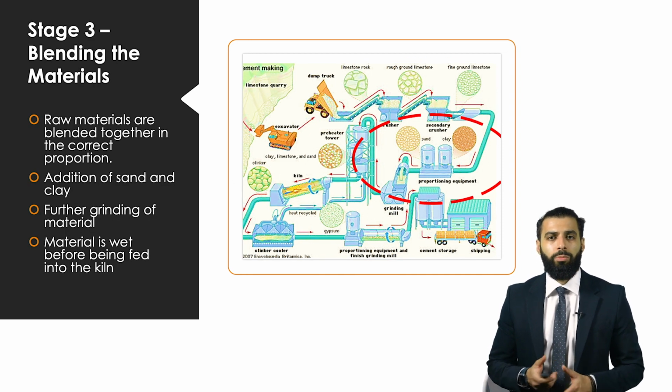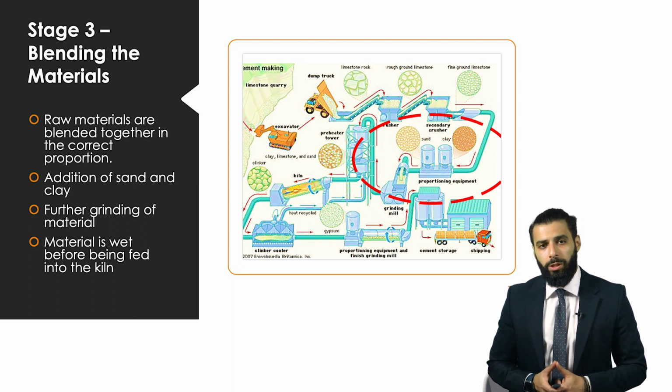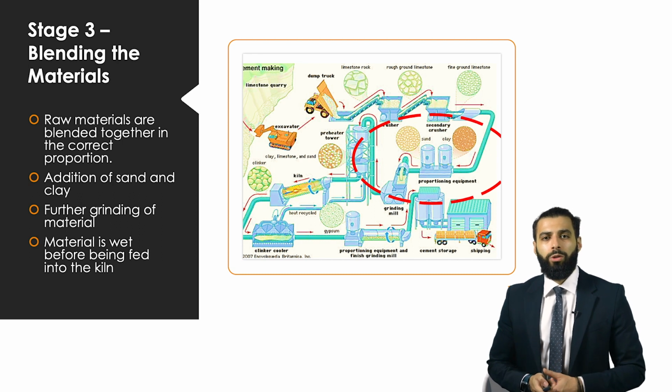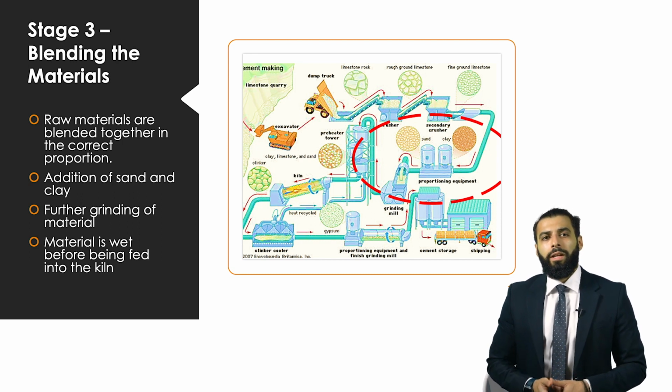Now stage three is where the materials are blended together. So the limestone is blended with clay, and it has to be done in the right proportion in order to produce a stable cement product at the end. And then that mix undergoes further grinding, and the material is then wet before it's moved on to the kiln. And then in the kiln, that's where the burning takes place.